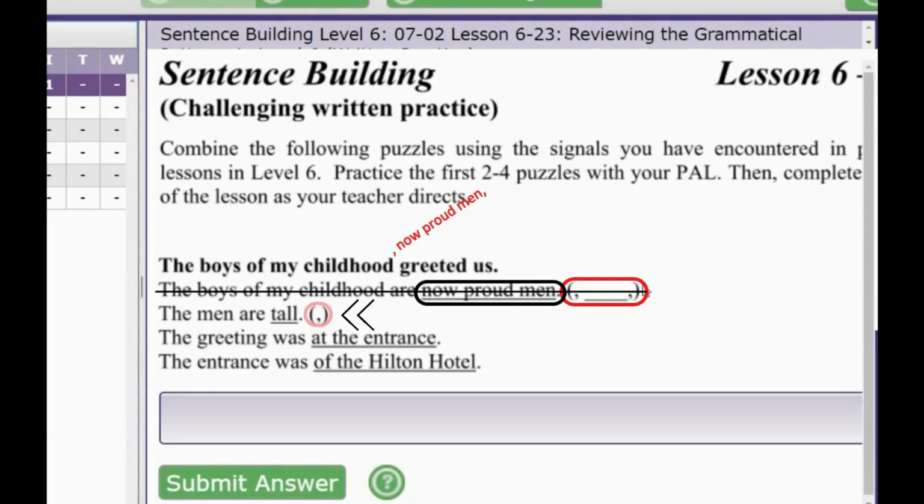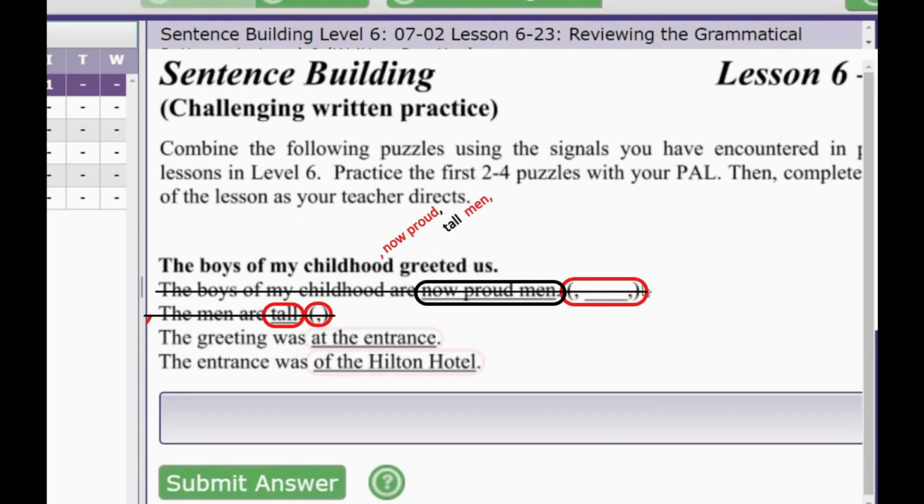Now we can move the next signal in parentheses in front of the sentence it follows, and we'll insert the underlined adjective tall in front of the noun it describes, which in this example is men. So we will insert the comma and tall in front of men. Now that we have used the underlined adjective from that sentence, we can delete the rest of the words in the sentence.